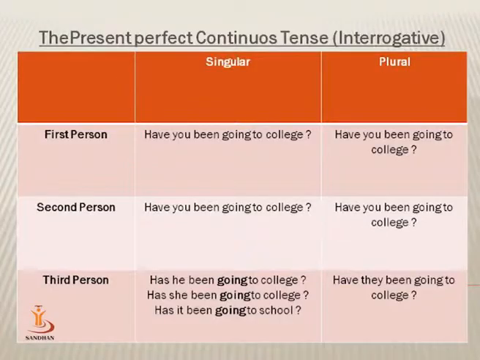And the last one is the present perfect continuous tense interrogative. In order to make the interrogative sentences in the present perfect continuous tense, we should put the present variants of to have and has in the beginning position. So with the first person singular and plural, and second person singular and plural, we use have in the beginning of the sentence, and in the third person singular we use has. As we can see from the table: have you been going to college, has she been going to college, has it been going to school, and have they been going to college.